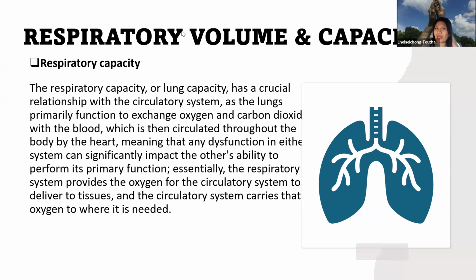So the respiratory capacity or lung capacity has a crucial relationship with the circulatory system, as the lungs primarily function to exchange oxygen and carbon dioxide with the blood, which is then circulated throughout the body by the heart, meaning that any dysfunction in either system can significantly impact the other's ability to perform its primary function. Essentially, the respiratory system provides the oxygen, and the circulatory system carries oxygen to where it is needed.